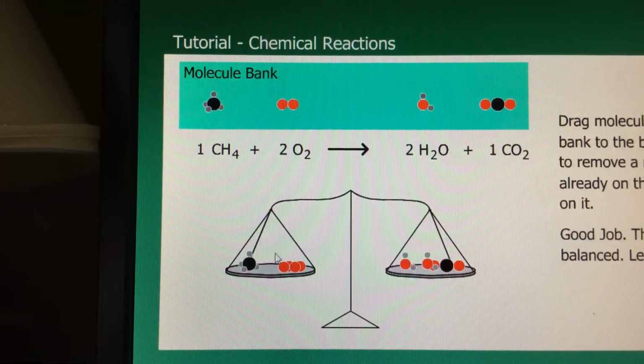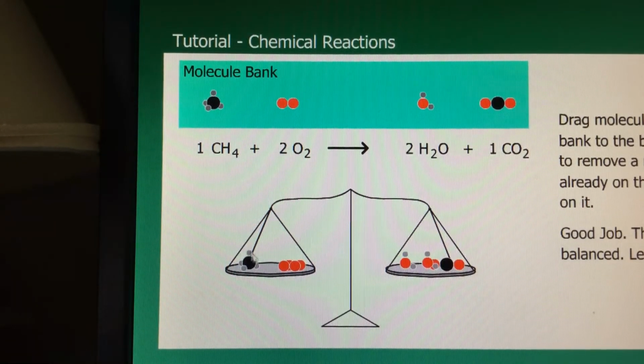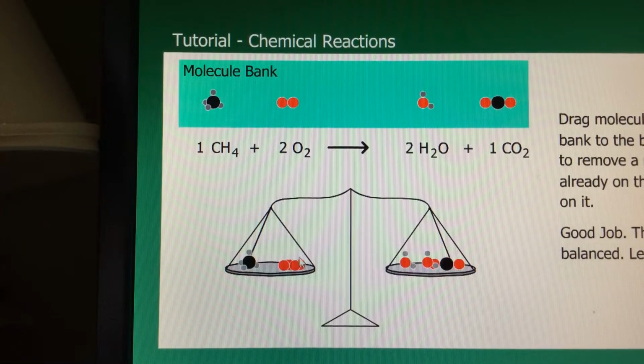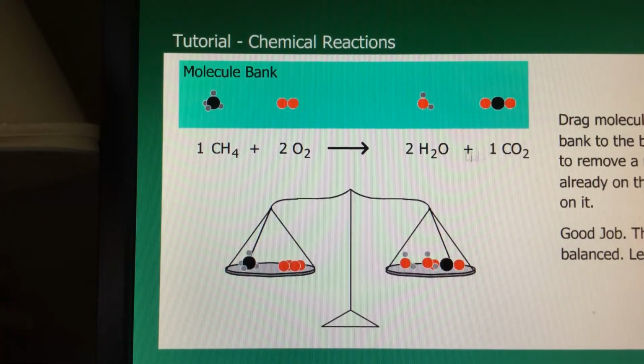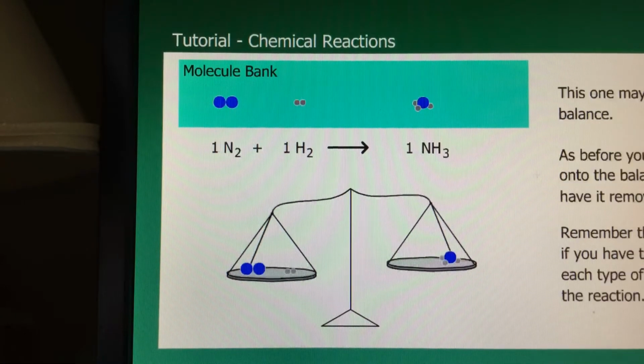So see how the balance occurs. We have 1 carbon and 1 carbon, 4 hydrogen here, right here, attached to the carbon, 4 hydrogen attached to the water, 4 oxygen, 2 separate diatomic molecules, and we have 4 oxygen on the product side, 2 in the water and 2 in the carbon dioxide.